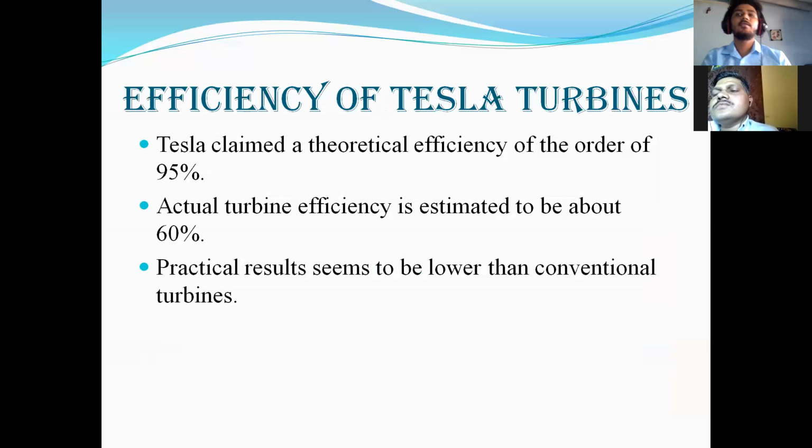Then I want to tell you about the efficiency of this turbine. Tesla claimed that the theoretical efficiency is around 95%, but when we tried an actual turbine, the actual efficiency came to 60%. It is better than our conventional turbine, but it is not yet proven. So it is a hypothetical turbine.